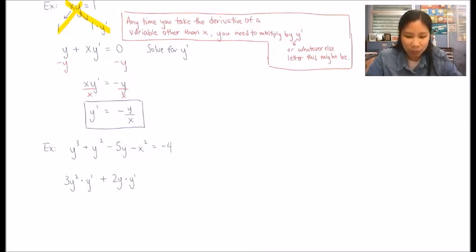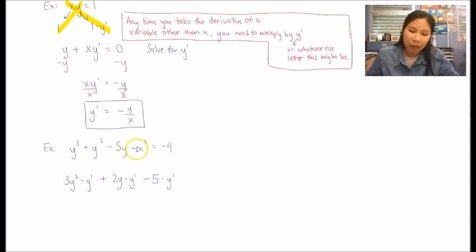And then with the minus 5y, the derivative is -5. And even though my derivative here doesn't include a y, I still have to use y prime because the original minus 5y had a y in it. So I also need to multiply this by y prime.